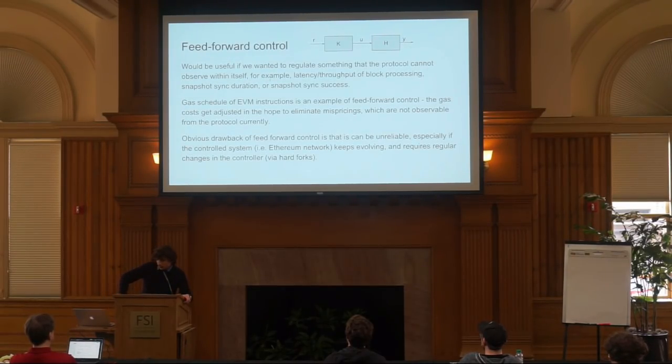If you think about the EVM, then the gas schedule is the feed-forward control. We're figuring out how much each instruction should cost, and that should allow us to limit the number of computations which the nodes will make. An obvious example of feedback control is the miner difficulty, which can change after each block.